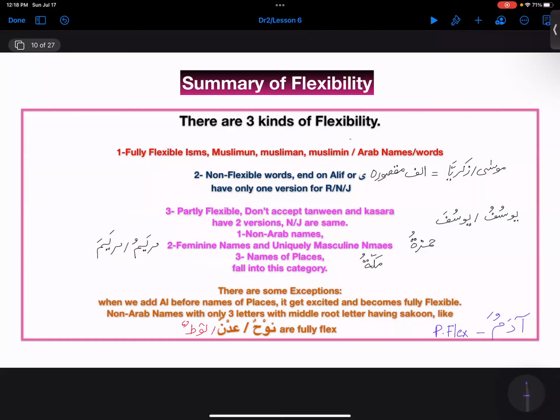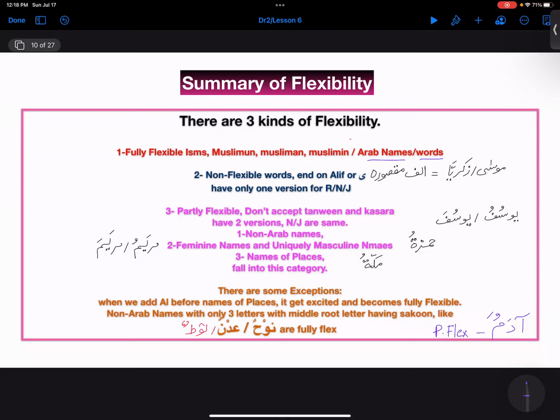We do not have enough vocabulary at this point, so you might struggle with how to know whether this is fully flexible or not. But believe me, as we grow in our vocabulary and in our grammar, inshallah, that will come to you. So no worries. Today's lesson is mostly me talking, a lot of information thrown at you, but this is how it is. There is no other way, so that's why I have to go through it like that. For fully flexible, we need to remember that they are Arab names or Arab words.